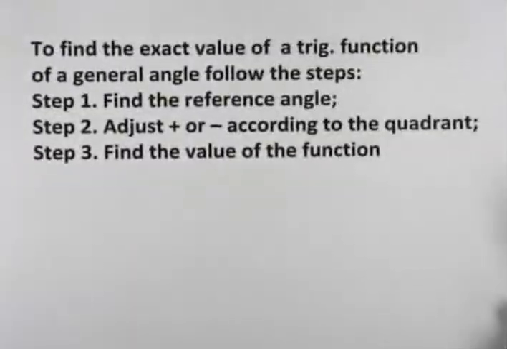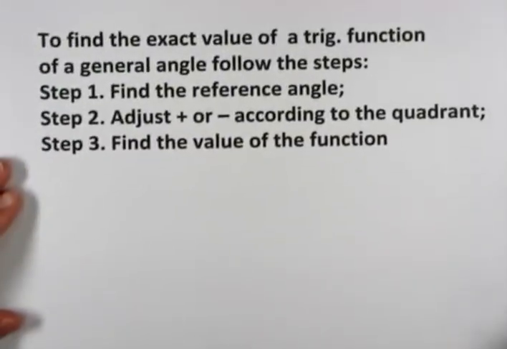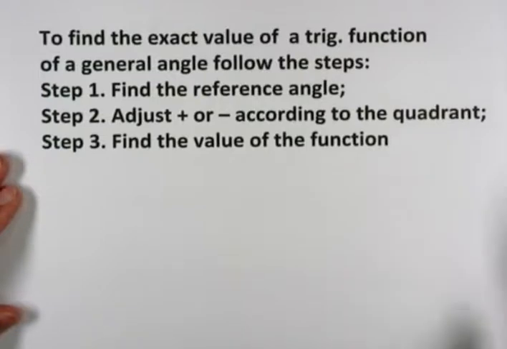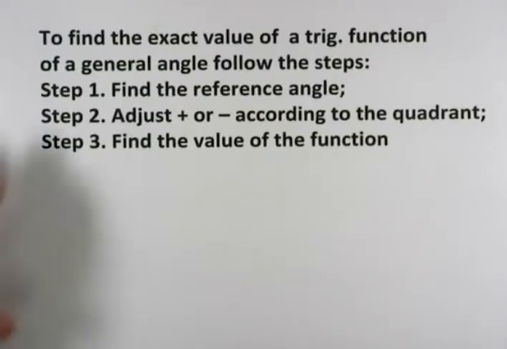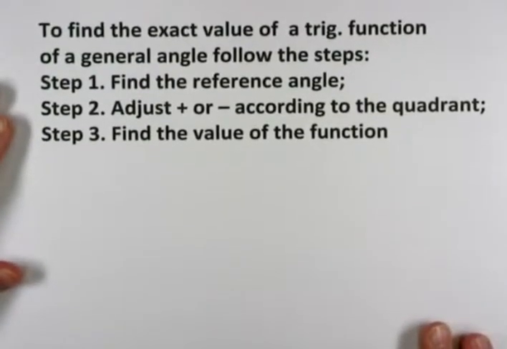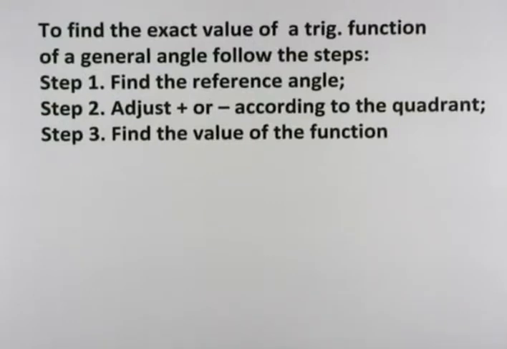So to find the exact value of a trigonometric function of a general angle, follow the steps. Step 1, find the reference angle. Step 2, adjust plus or minus according to the quadrant your angle is in. And step 3, find the value of the function using the chart or other means.